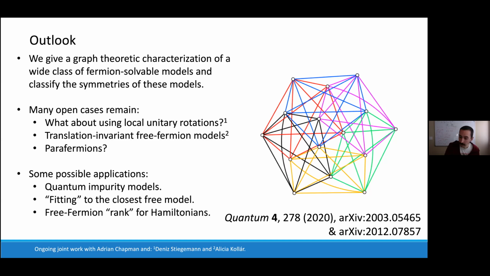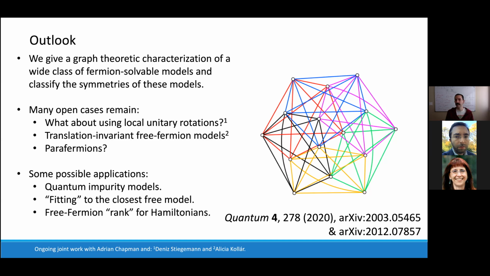Okay, I'll wrap up here so that I have time for questions. So we've given a graph-theoretic characterization for a wide class of free fermion-solvable models. We've classified the symmetries in these models, at least in the free fermion case where we do a generator-to-generator mapping.